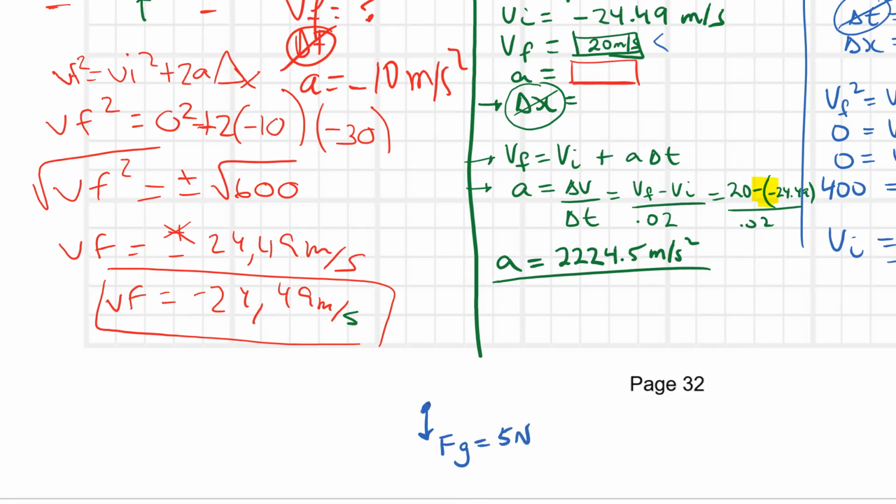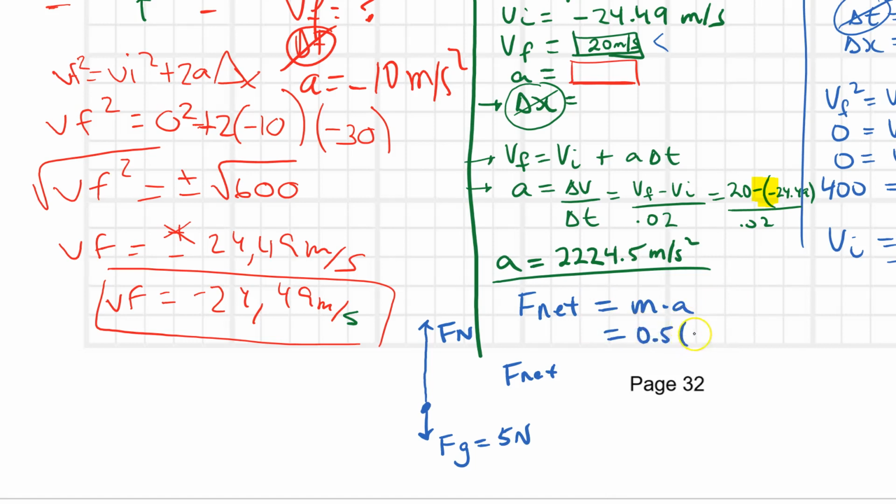And the normal force is going to be very large. The reason why the normal force is very large is because I know this thing's going to be accelerating upwards at 2,224.5 meters per second squared. So in other words, I'm going to have a very large net force up. There are two ways to think about net force. One is that F net is equal to m times a. Hey, let's just figure that out right away.